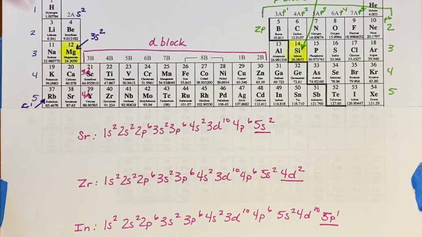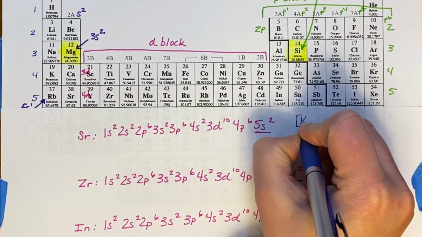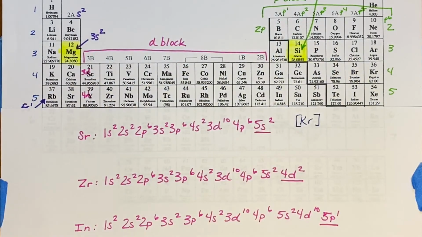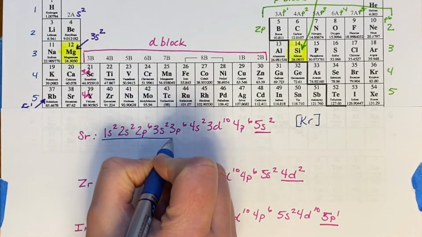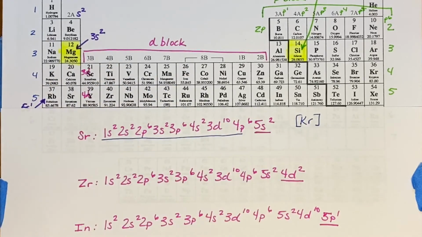So for strontium, if I write krypton in brackets, that is abbreviating the first 36 electrons, placing them in orbitals in a manner that is identical to that with which we would do for krypton. Together, that's going to take care of my first 36 electrons, my electrons in the 1s orbital all the way to the electrons in that 4p orbital. The only electrons then that I have to place for strontium that come after those 36 electrons for krypton are electrons 37 and 38.